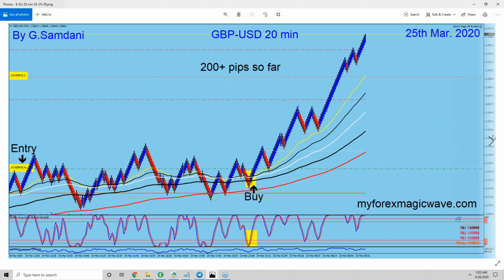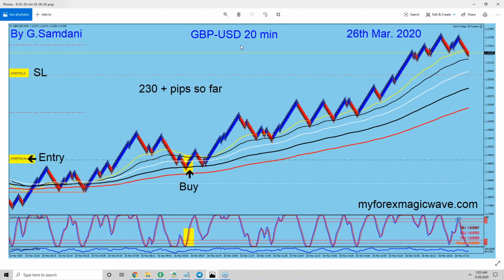A lot of pound USD. So pound USD again. After that, there's another on the 26th. On the 25th I was out most of the time, so only one trade. And then the 26th comes, and one more time a 230 pip trade for pound USD.